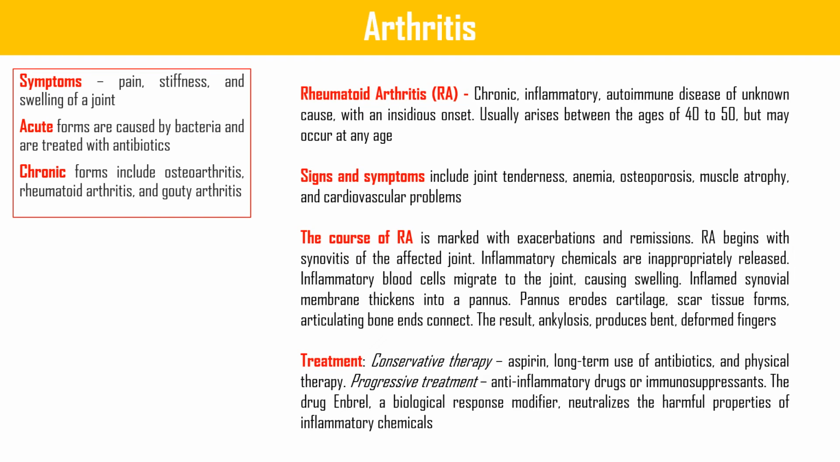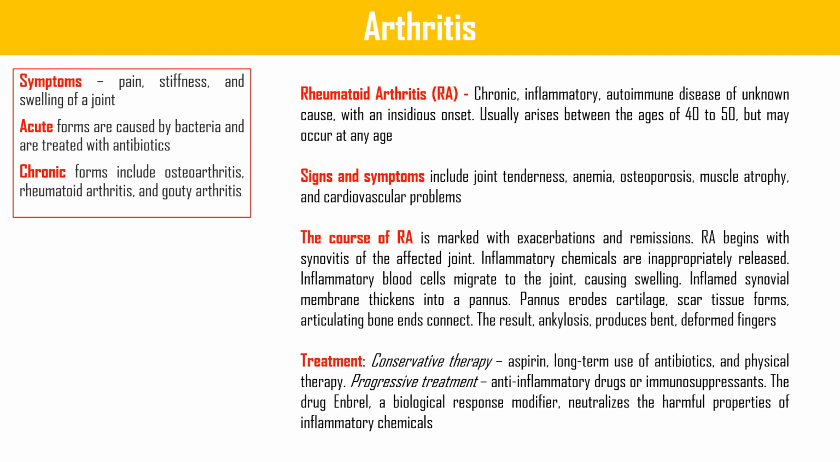Rheumatoid arthritis is a chronic inflammatory autoimmune disease of unknown cause with an insidious onset. Usually arises between the age of 40 to 50 but may occur at any age. Symptoms and signs include joint tenderness, anemia, osteoporosis, muscle atrophy, and cardiovascular problems. The course of rheumatoid arthritis is marked with exacerbations and remissions.